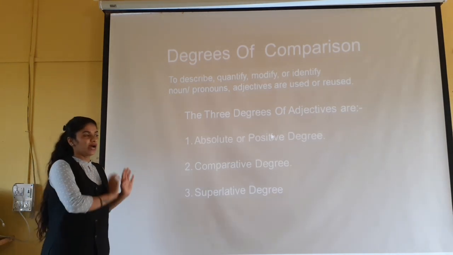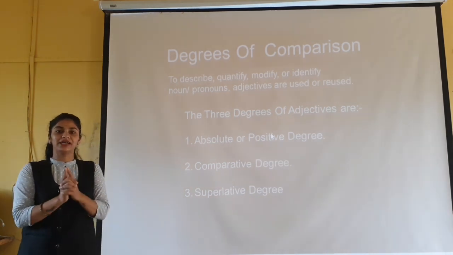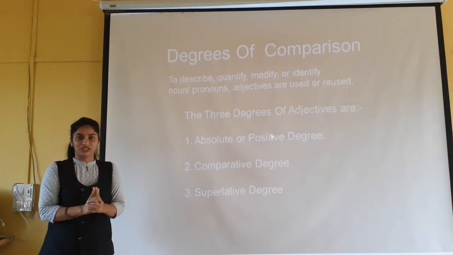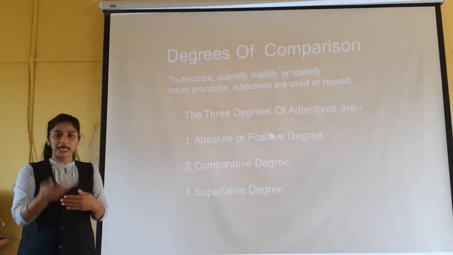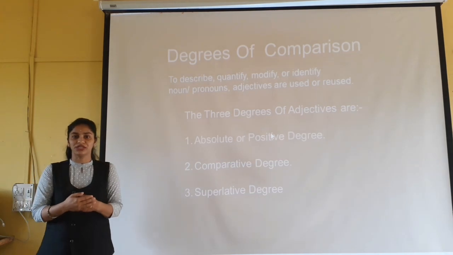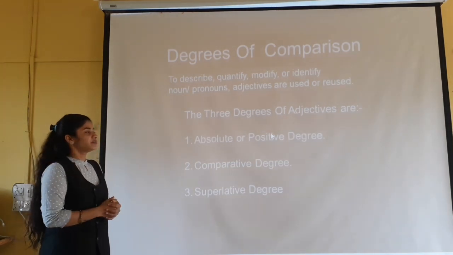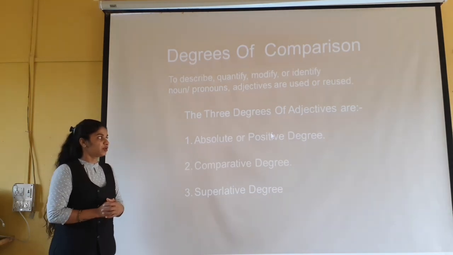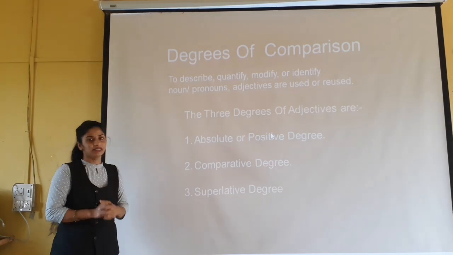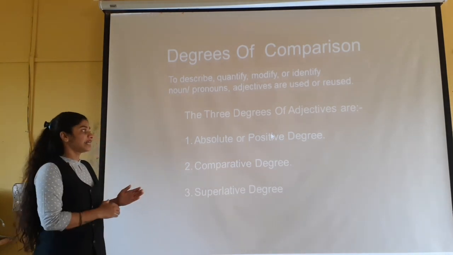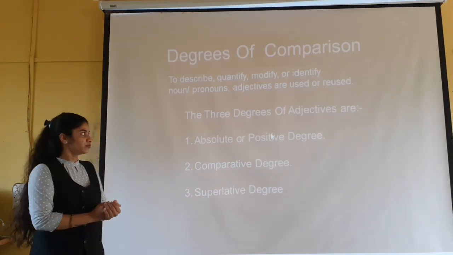For example, you have noticed in the prior slide that big is the adjective. Yes, again we reuse the same adjective with the help of ER. Again we have used the same adjective with EST. Okay. So now there are three types of adjectives. They are absolute or positive degree, comparative degree and superlative degree. Now what exactly is there in these degrees? Let's go further and learn about it.